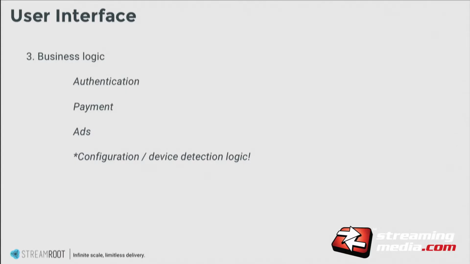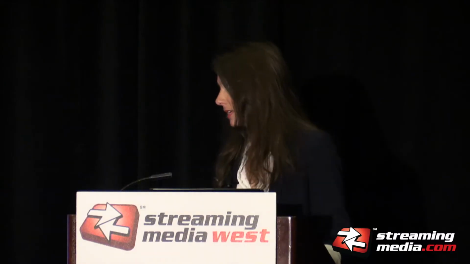So the third component of the user interface is what we like to call your business logic. And this includes anything like, as I said, authentication, payment, any type of ad service that you might be using. In addition to these three, perhaps the most important one is actually what we call your configuration logic.